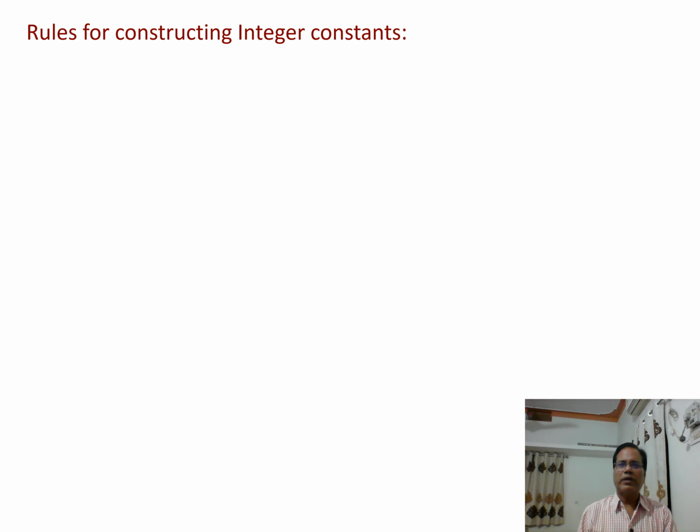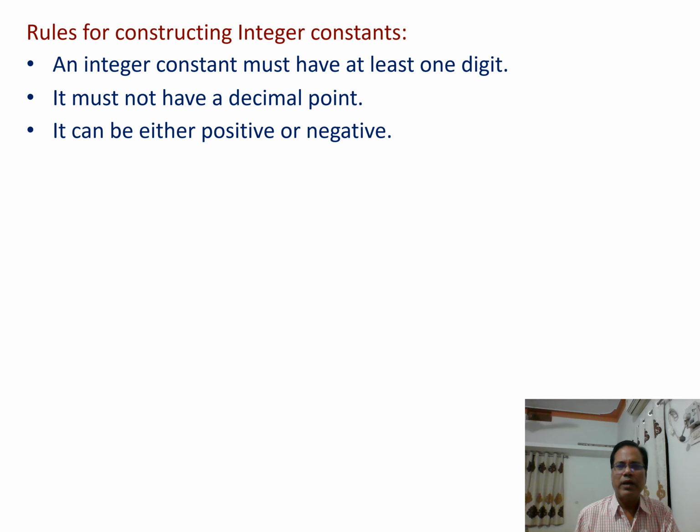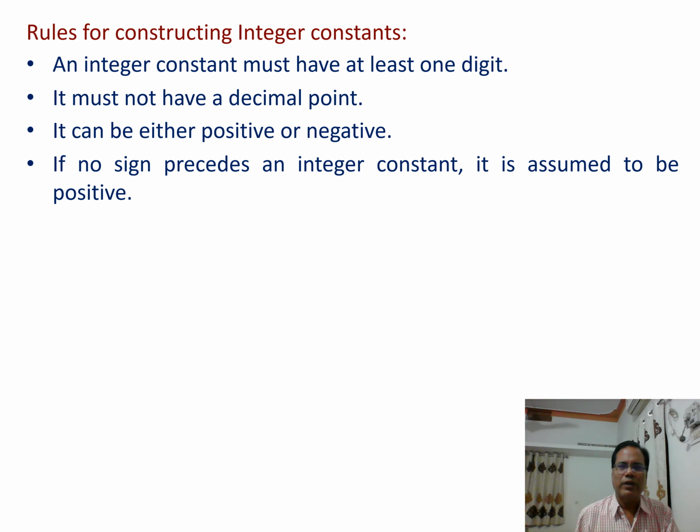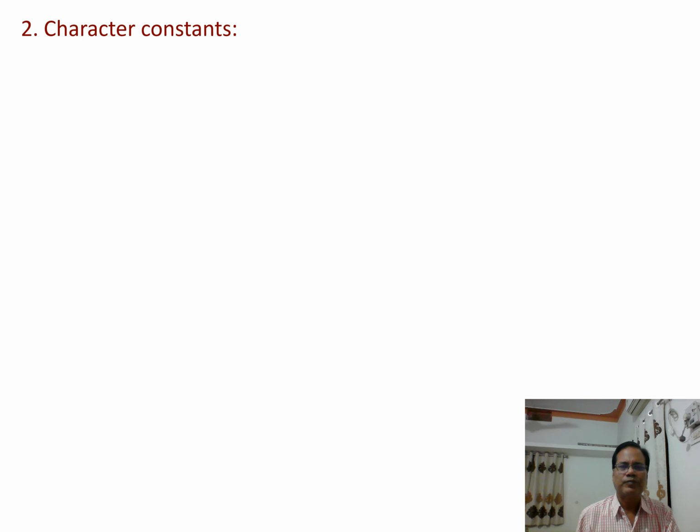Now, rules for constructing integer constants. What are the rules, so that we can construct a valid integer constant? An integer constant must have at least one digit. It must not have a decimal point. It can be either positive or negative. If no sign precedes an integer constant, it is assumed to be positive. Commas or blanks are not allowed within an integer constant.